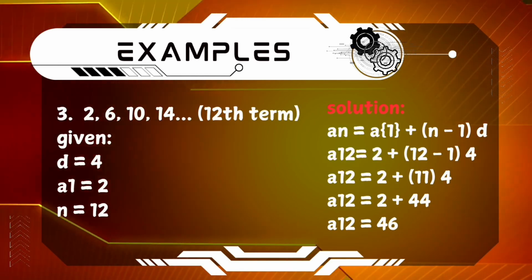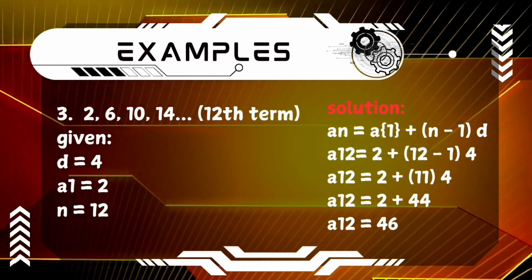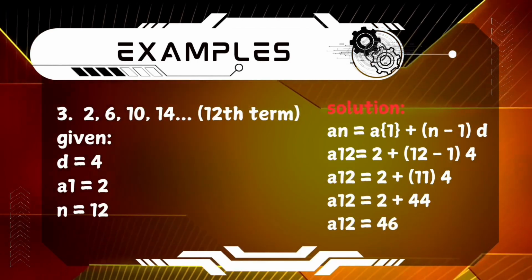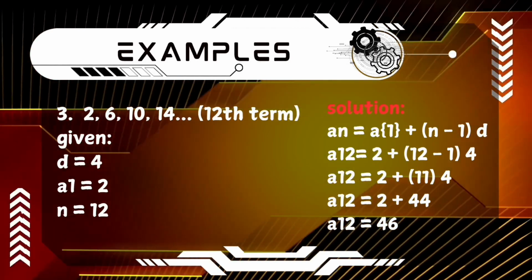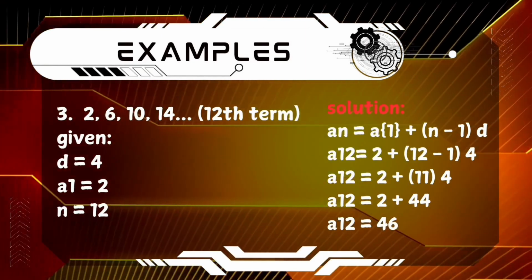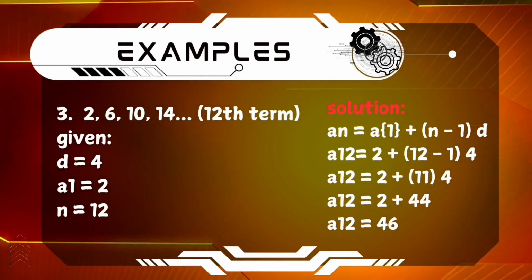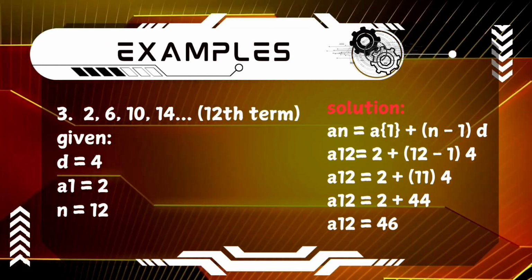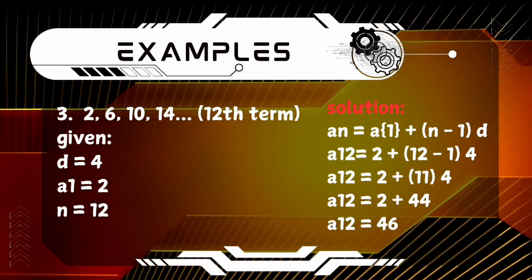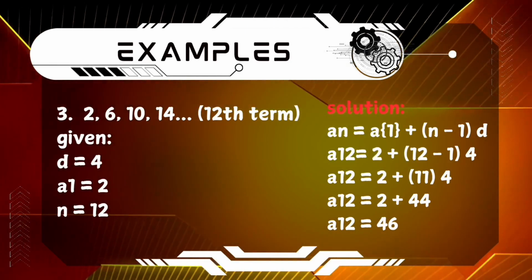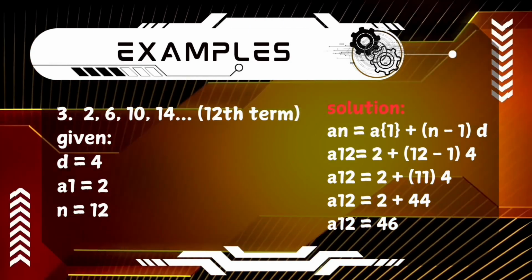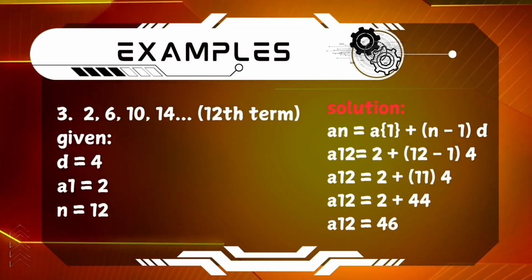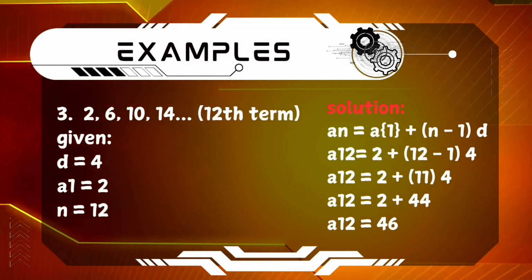Now, for our last example, we have the sequence 2, 6, 10, 14, and so on. We need to find the 12th term. From the given, we have the common difference, which is 4, our first term, which is 2, and the number of terms, which is 12. Now, in our solution, we'll go back to the formula, which is a sub n equals a sub 1 plus n minus 1 times d. Now, let us substitute the terms again.